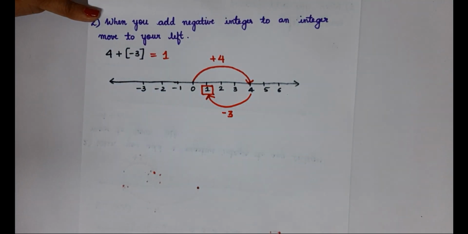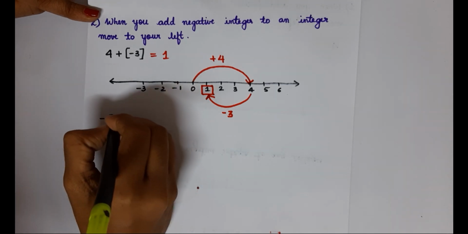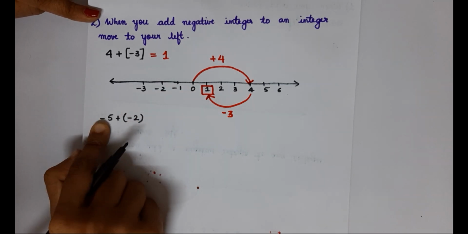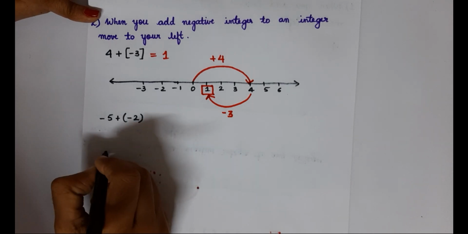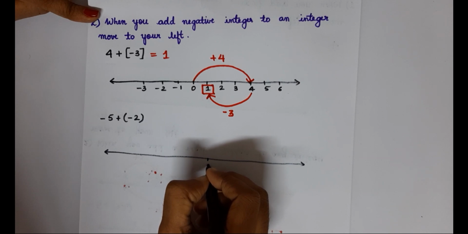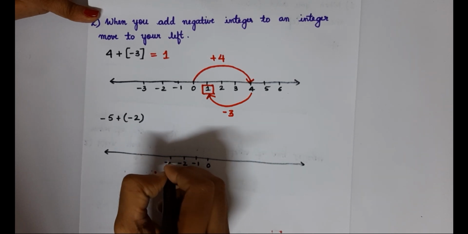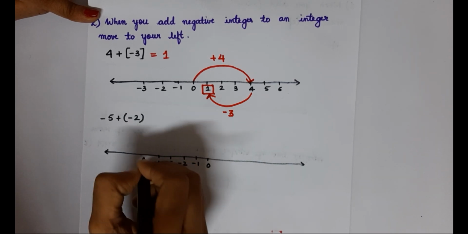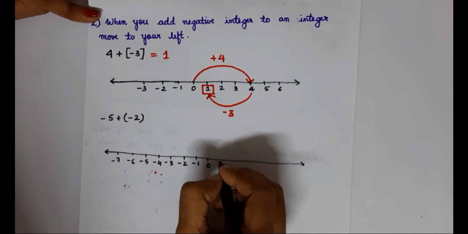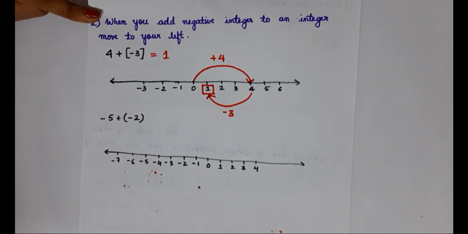Okay, let me explain. If we add a negative integer to a negative integer, minus 5 plus minus 2. So here I am adding a negative integer to a negative integer. Okay, let us draw a number line. Let me mark this as 0. So minus 1, minus 2, minus 3, let me mark some positive integers as well.